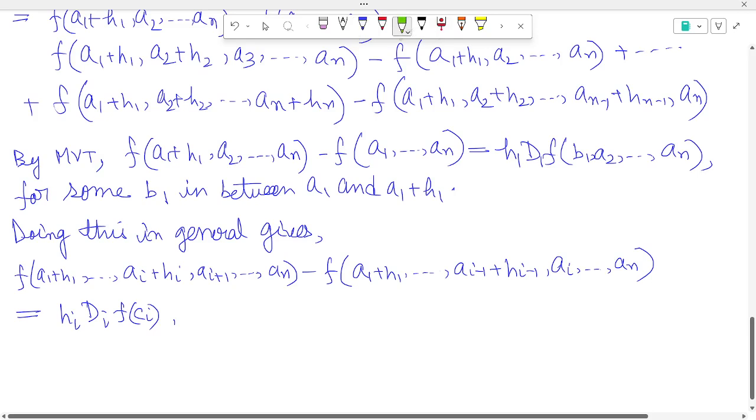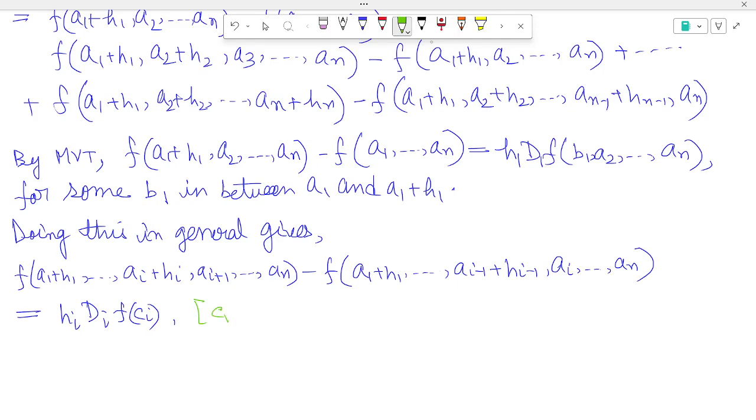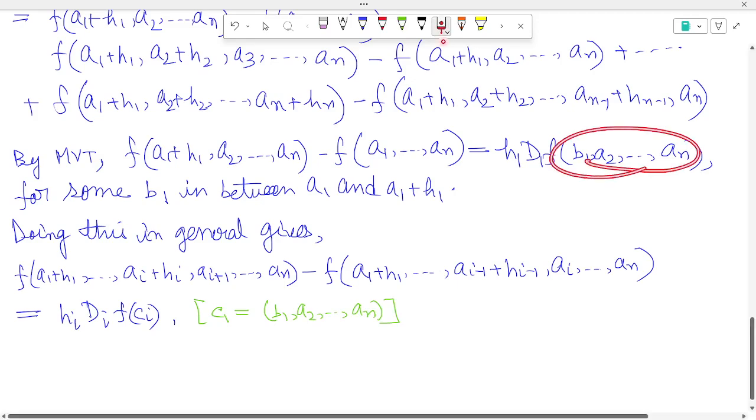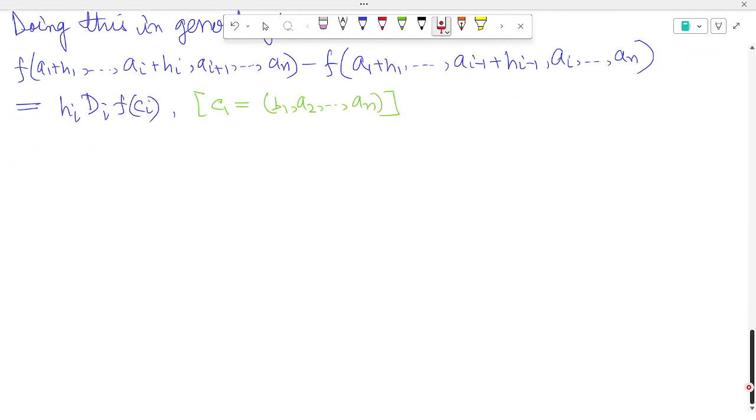You can roughly assume c_i, or c1, is this. In this manner, this point doesn't count, so it is c1. So there will be some point, okay, some c_i. So that much I am getting.